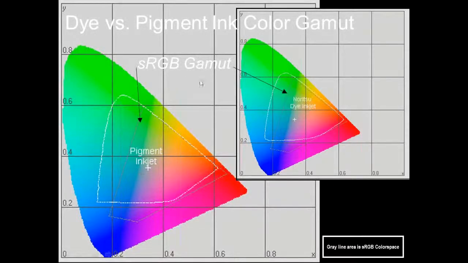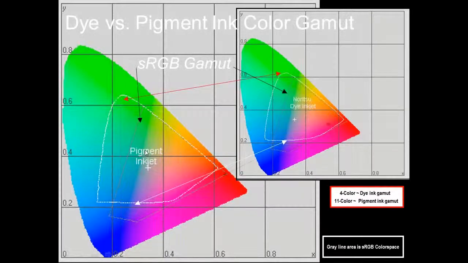When it comes to color gamut, on the left-hand side here we have an 11-color pigment ink system, and on the right-hand side we have a 4-color Noritsu dye ink system. This gray line on both graphs is sRGB, and the overall color spectrum here is all the colors the human eye can see. As you can see, neither of the systems can reproduce all the colors our eyes are capable of seeing, but both do a very good job of exceeding sRGB.